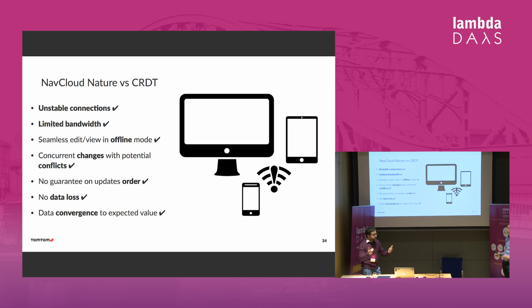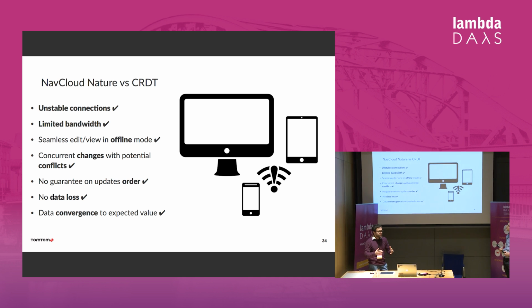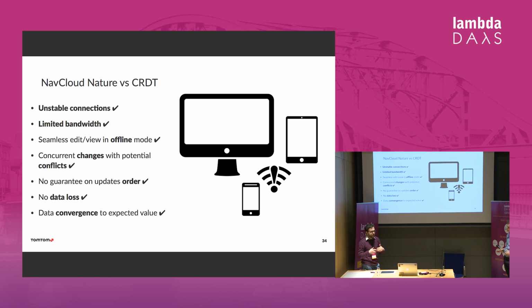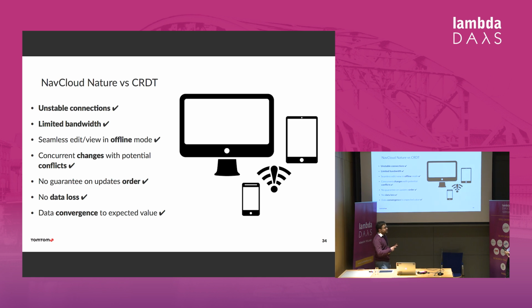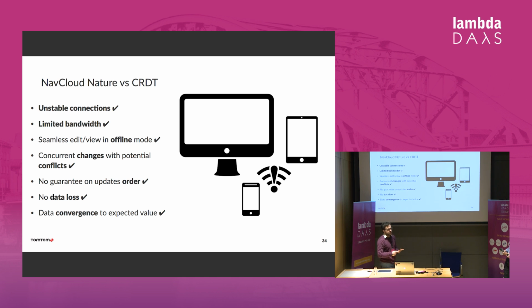Seamless edit view, this is by nature. Concurrent changes: of course you can have conflicting changes, but CRDT says that I know how to solve it. No guarantee on update order, we don't care. CRDT is associative and commutative. Data loss: we never override, we always merge, so we're not going to lose data. And data converges to the expected value.